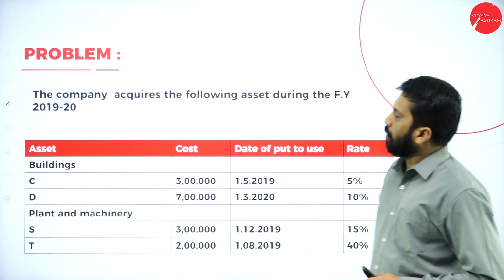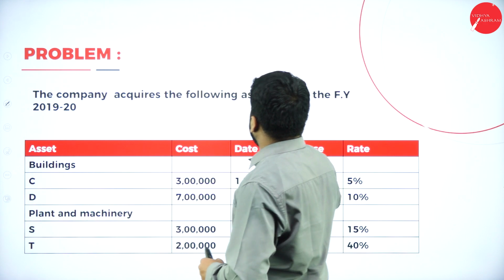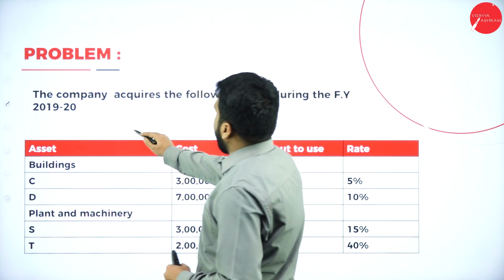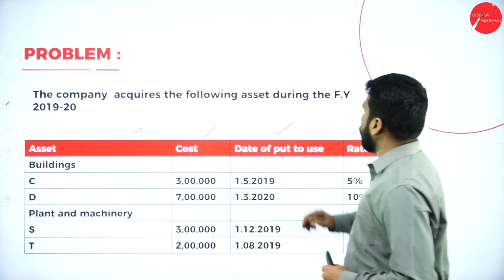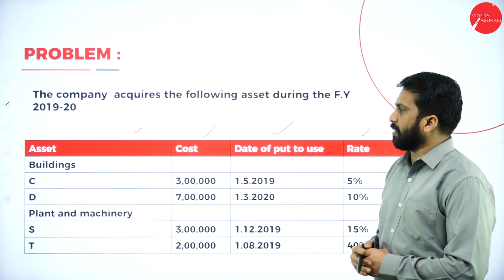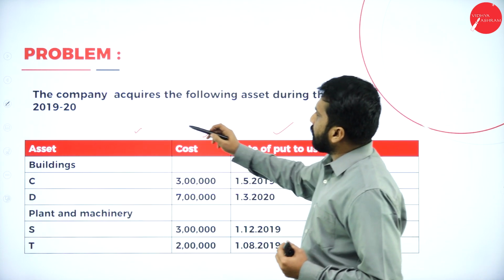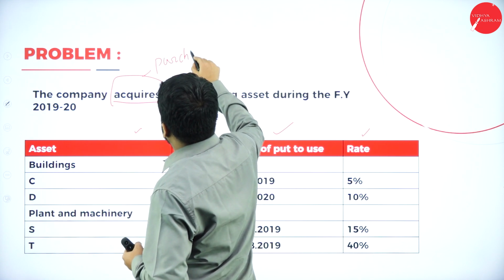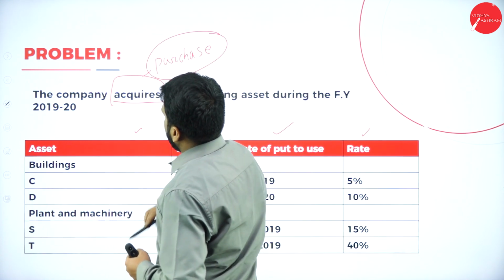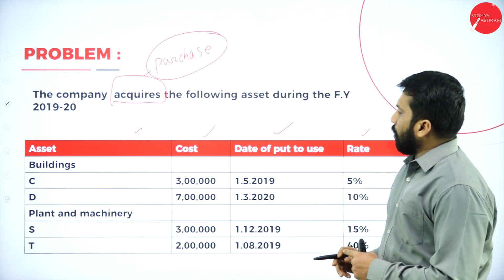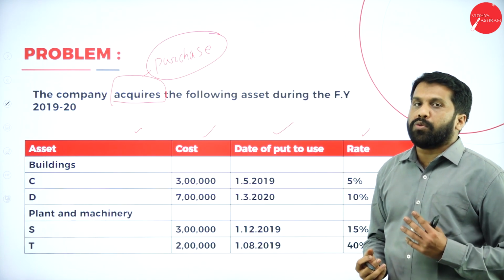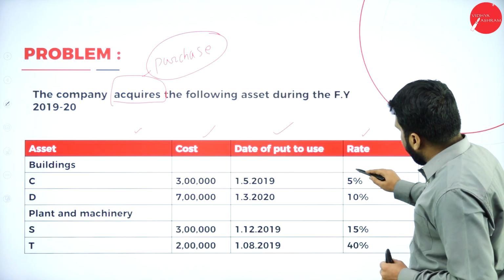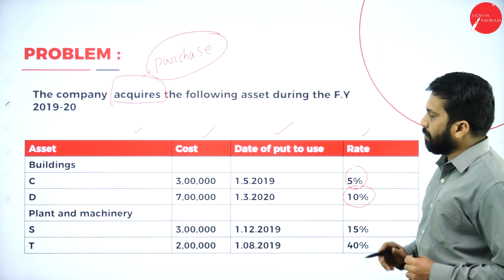Now, the company acquires the following assets during the financial year 19-20. Now, you have asset, cost, date put to use, and rate. These are the acquisitions. Acquisitions means what? These are purchases. Now, building. So if you want to add, how do we add? Like building, we have C and D. First building at 5%, second building at 10%.